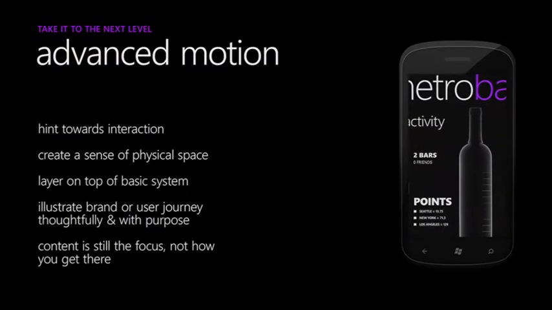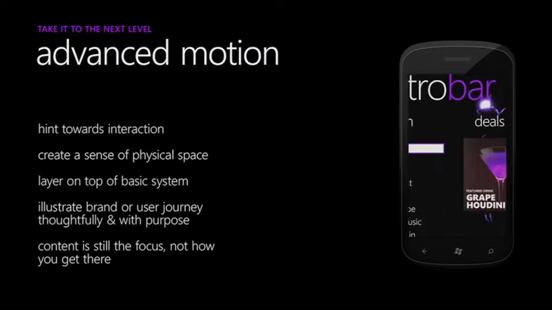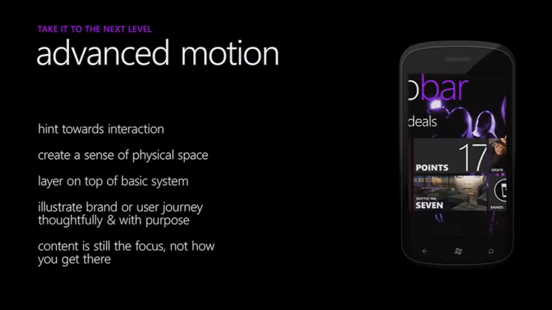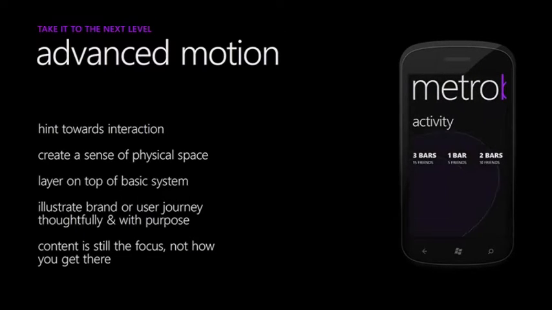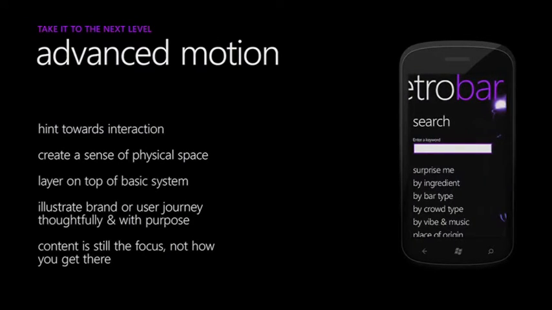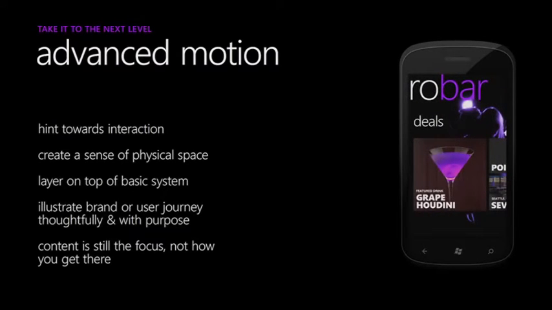The thing that you want to do with your animations is the same thing that we do with our animations. You want to hint towards the interaction and create a sense of physical space. You want to layer on top of the basic animation guidelines and the animation set that we've put into the system. You want to use that animation to illustrate your brand and user journey. And what you don't want is your animation to distract from the content. You want it to focus users on the content.